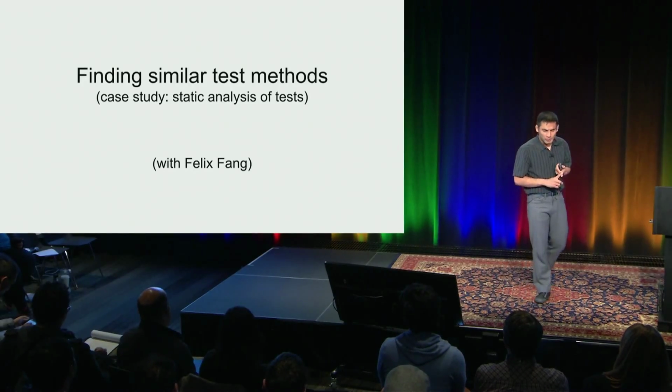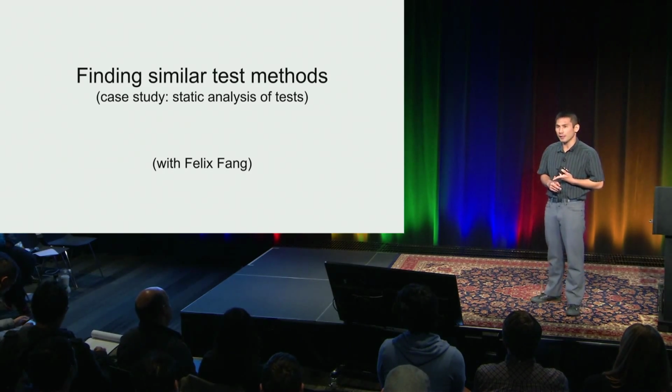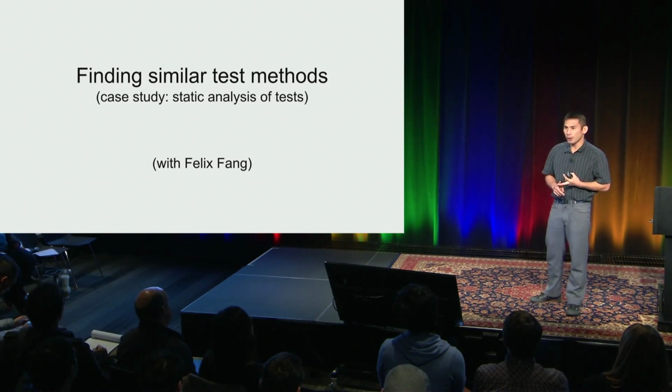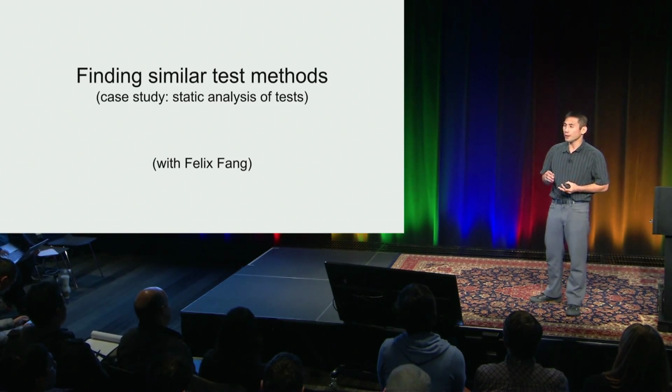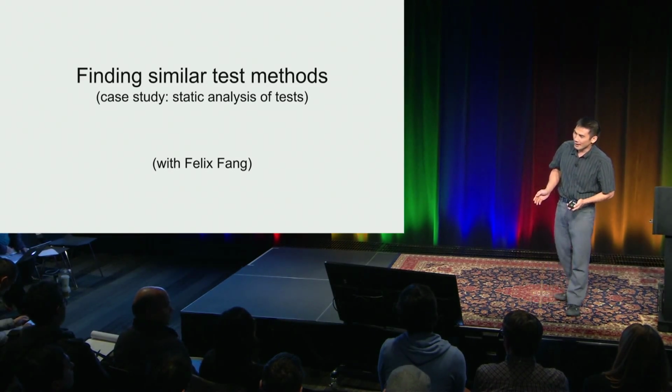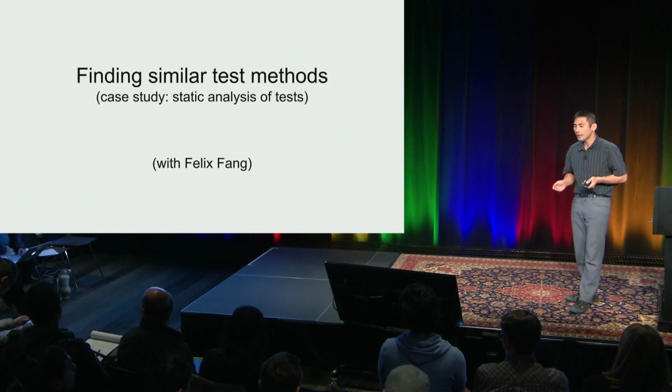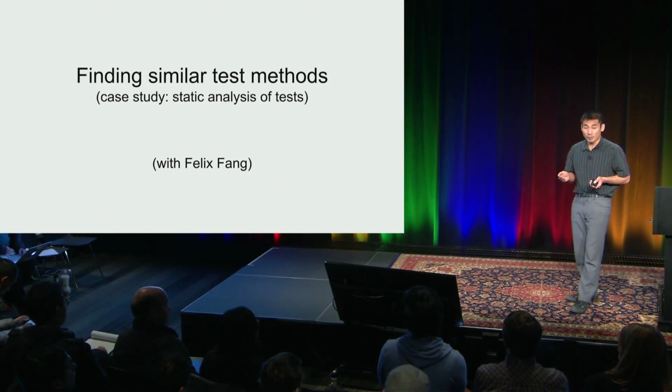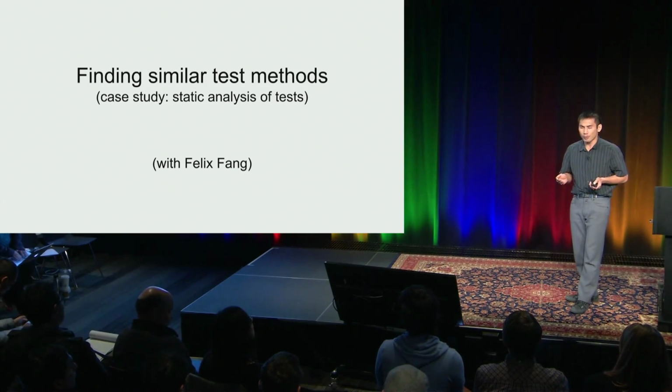OK, so that was the first part where I talked about different program analyses. The second part of my talk, I'm going to talk about one particular analysis that I did using test information as a source. This particular work is done with Felix Fang. Divamjen is right in the front row, and he did an earlier version of this work. The idea here is that you find similar test methods that you can then apply refactoring to. This work was presented at Principles and Practices of Programming in Java earlier this year.